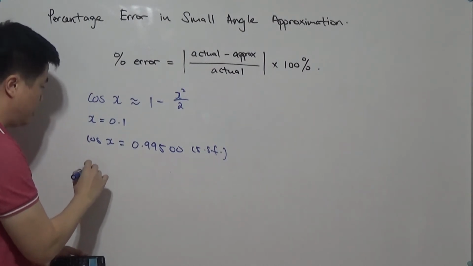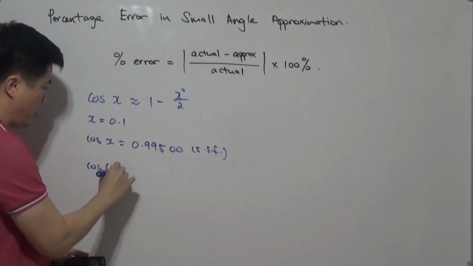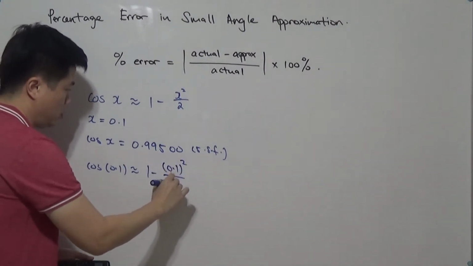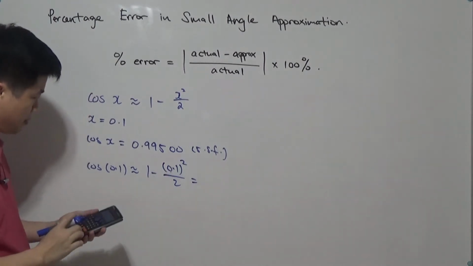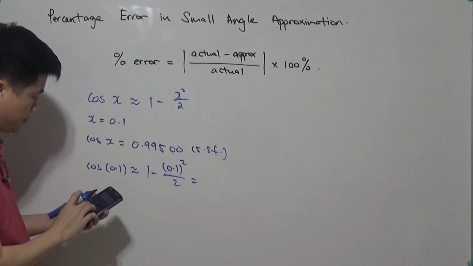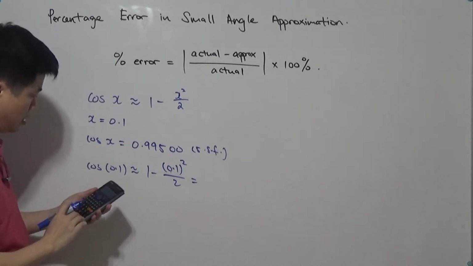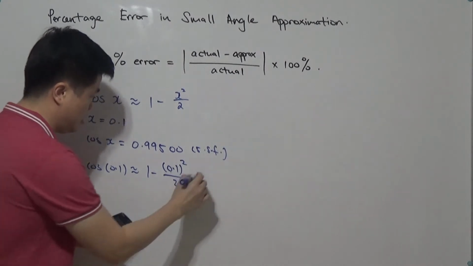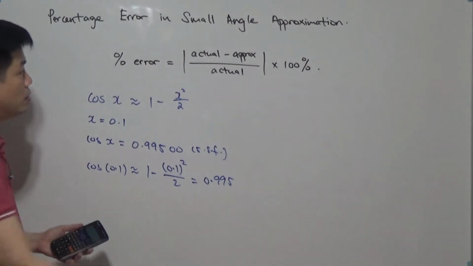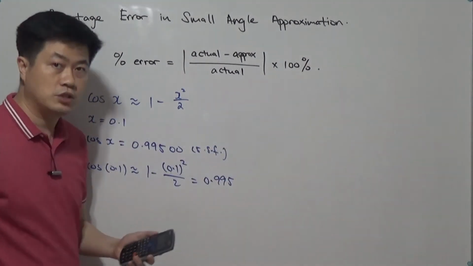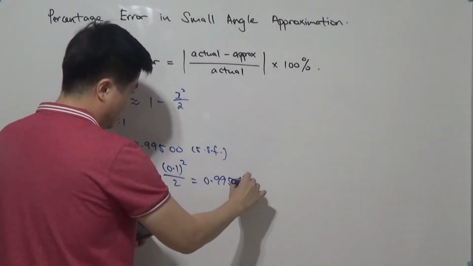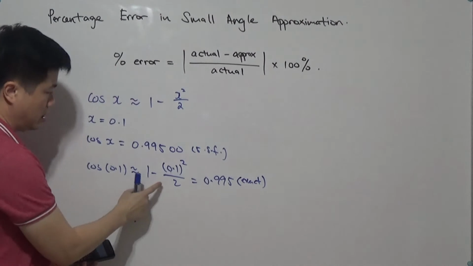The approximated value of cosine 0.1 would be 1 minus 0.1 whole thing squared over 2, right? So we can figure this out by pressing into our calculator: 1 minus 0.1 squared, and divide by 2, okay? So with that, we get 0.995, which is actually pretty accurate, okay? So we can expect that the percentage error to be rather small, okay? Now, this is actually exact, according to the one over here.